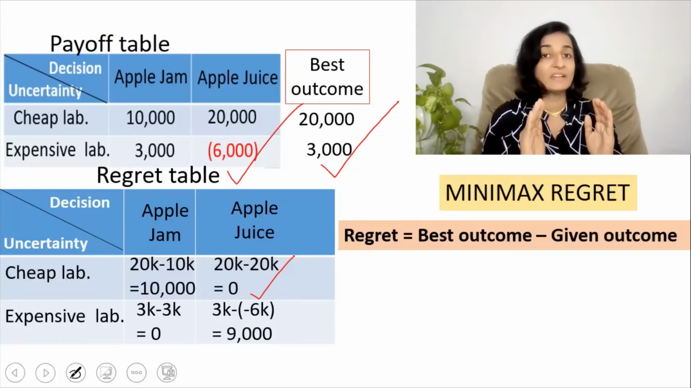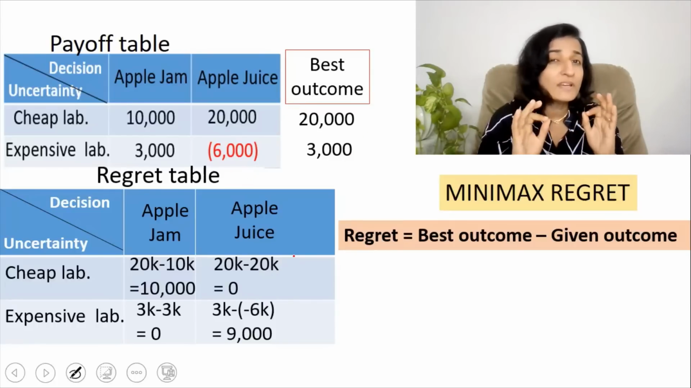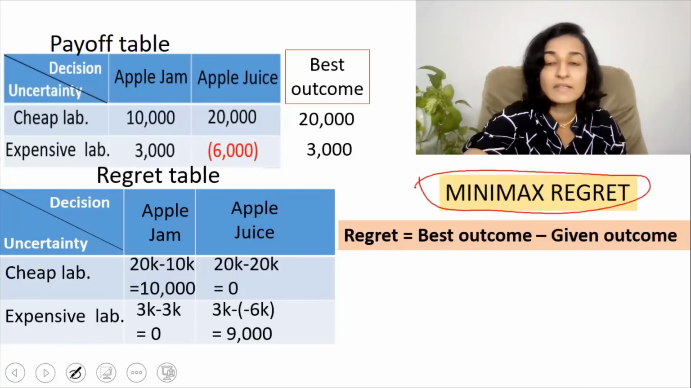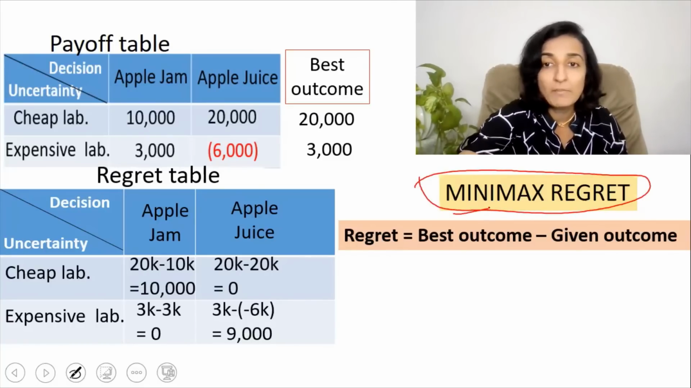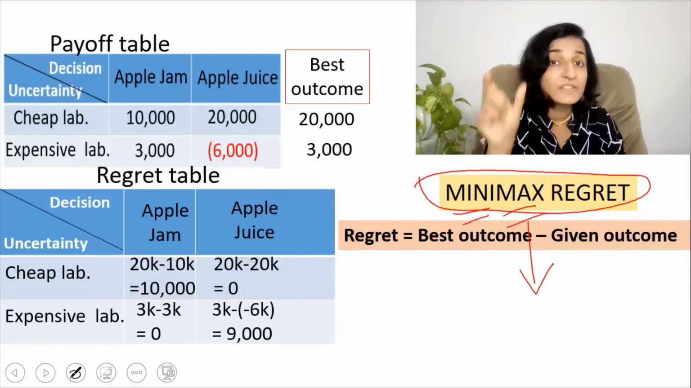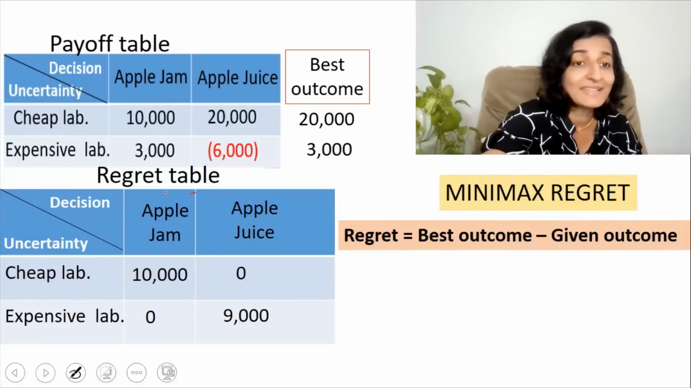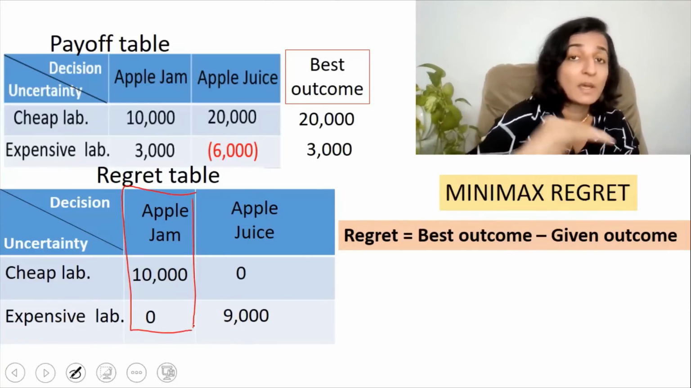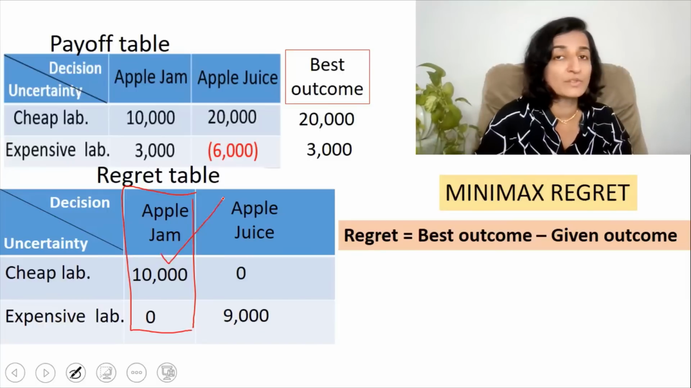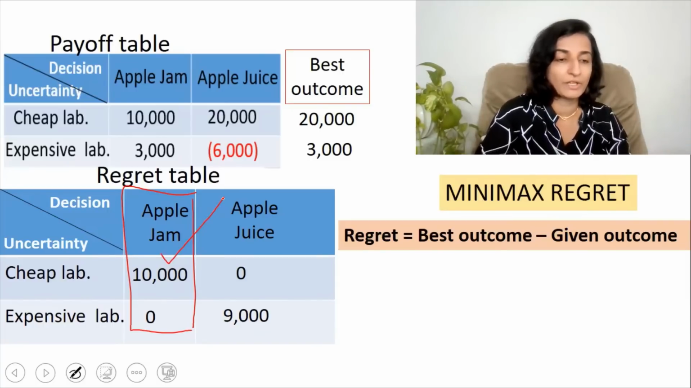So we have completed the regret table. And what is the name of the approach? It is Minimax regret. So it is minimum out of the maximum. So first we will choose the maximum regret of each of the decisions. Now, if Adam selects the apple jam business, what is the maximum regret? The maximum regret is $10,000. So we write that at the bottom.